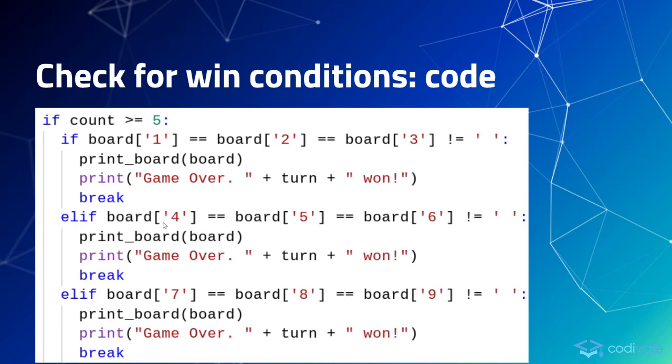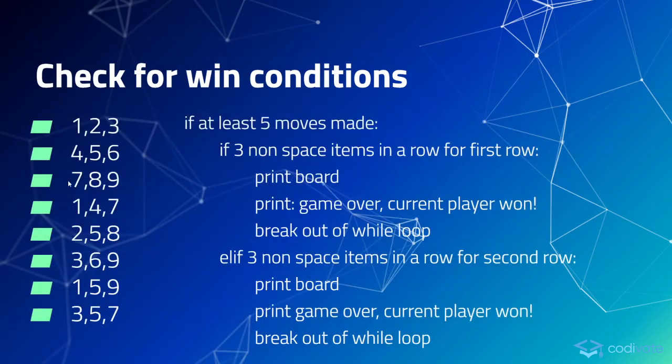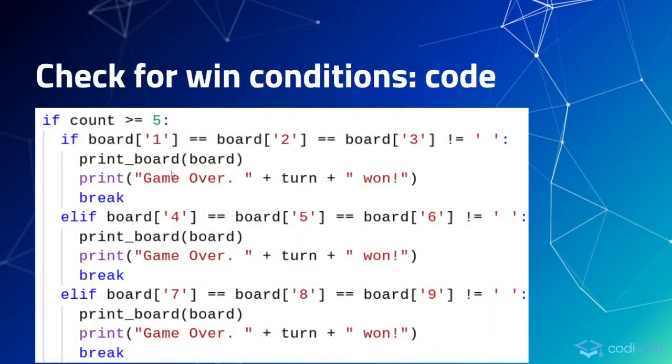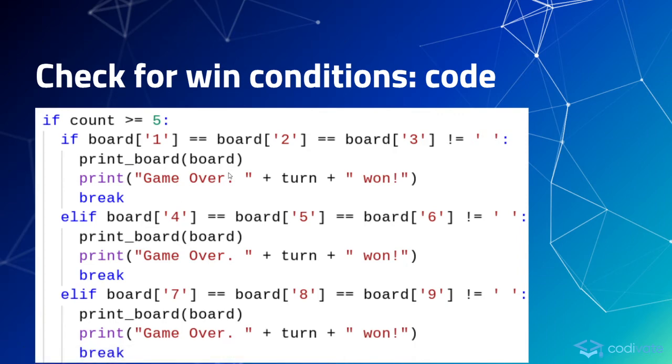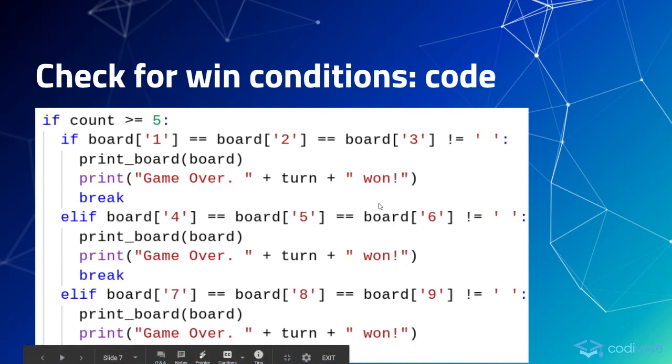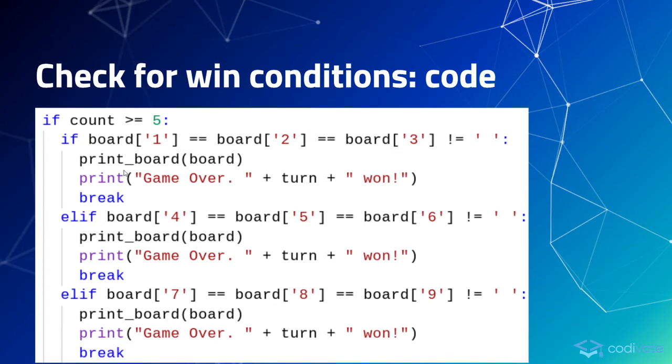Then we have this elif here, that will check for the next row: 4, 5, 6. It repeats the same process as above. We continue to do this with all these horizontal winning combinations. You can see 4, 5, 6, and 7, 8, 9. It would be a good idea to just copy and paste this code for each condition.